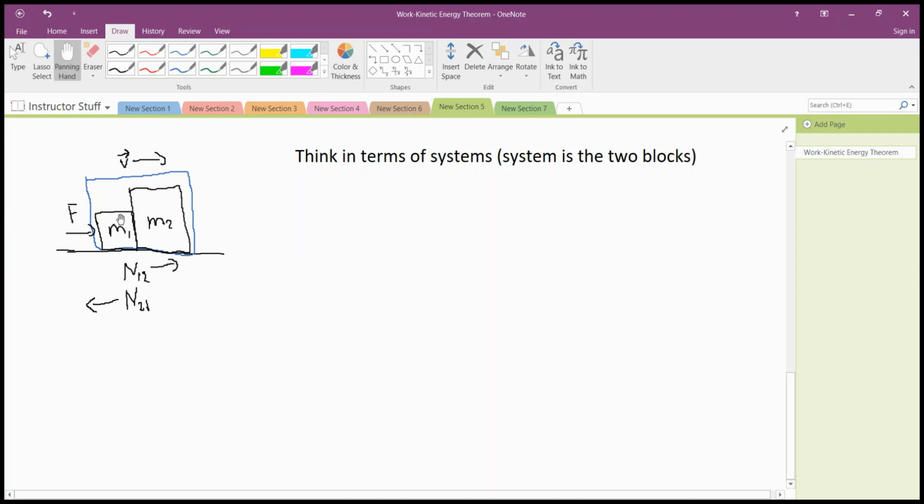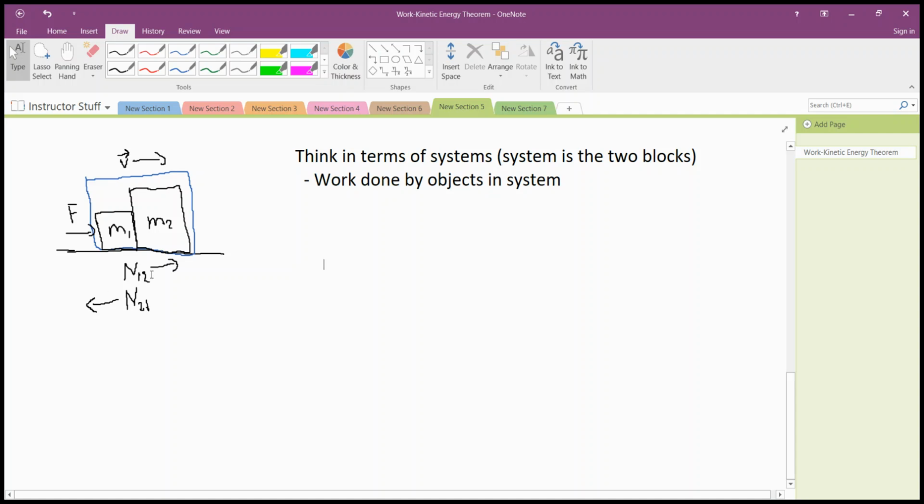Observe the following features. There is work done by objects that are inside the system. These two objects have contact forces that arise, normal forces, and they are Newton's third law pairs. The force of block 1 on block 2 goes to the right, and the force of block 2 on block 1 goes to the left, which I'm calling N21 for the force of block 2 on block 1, and N12 for the force of block 1 on block 2.